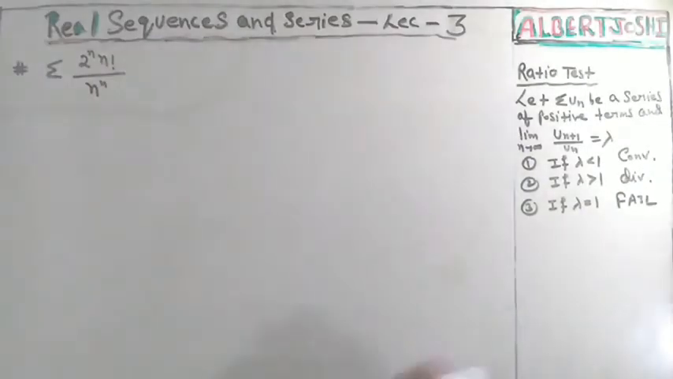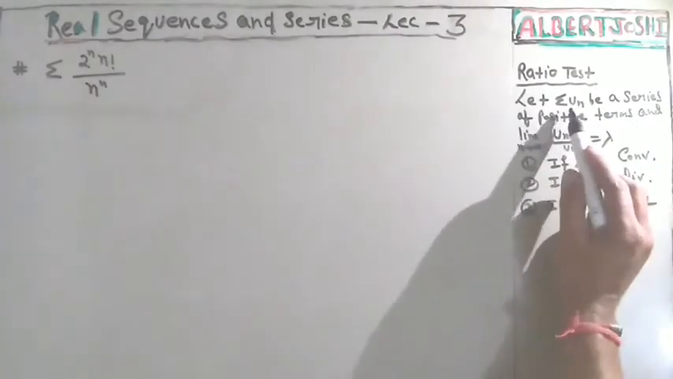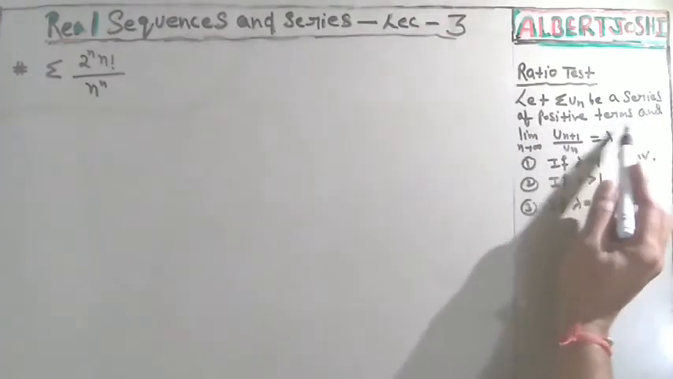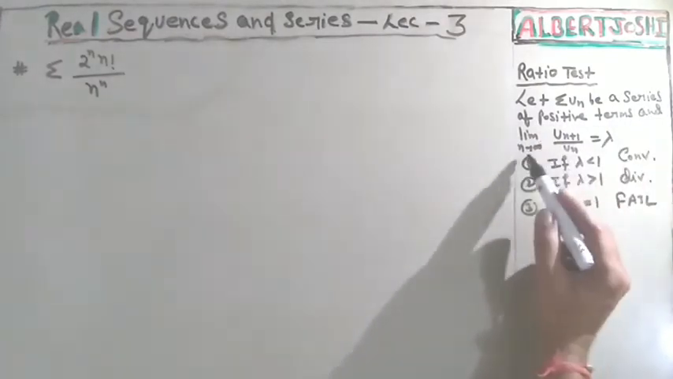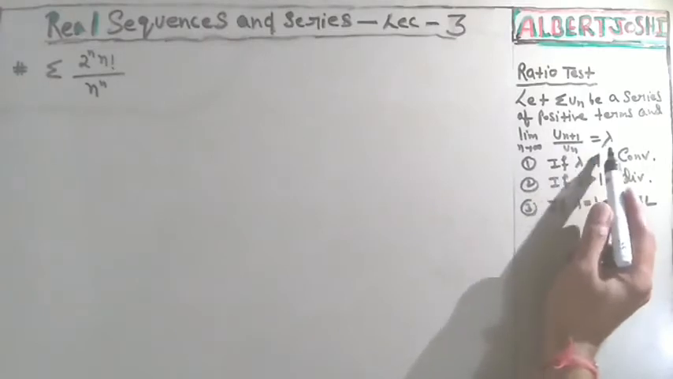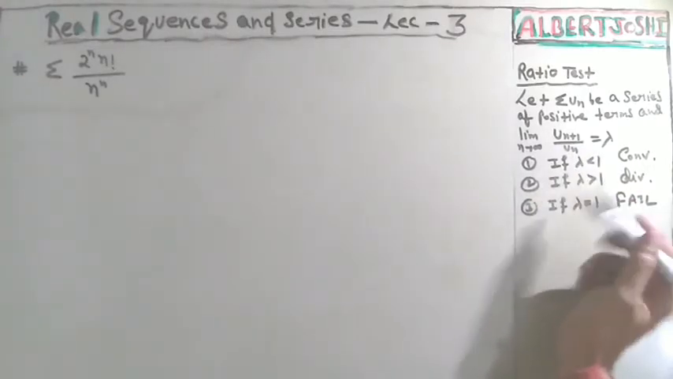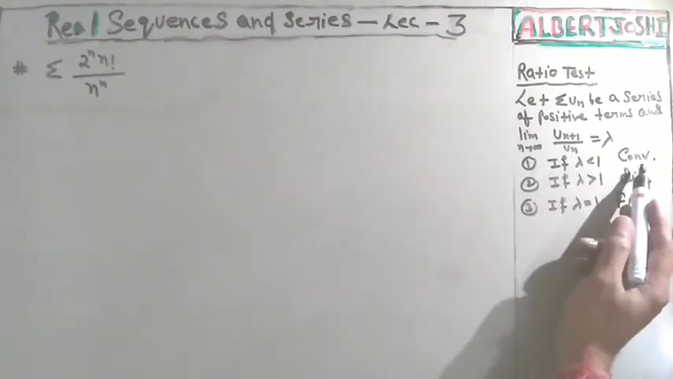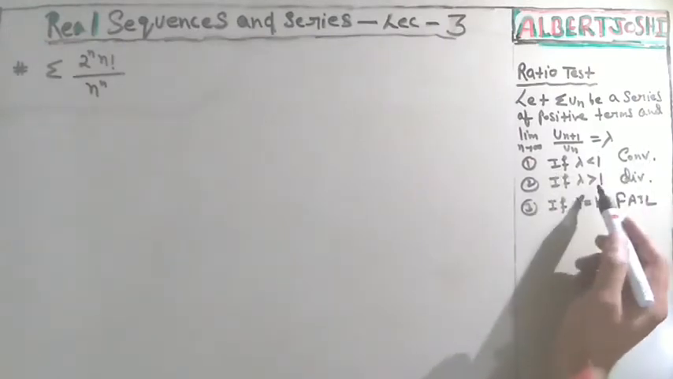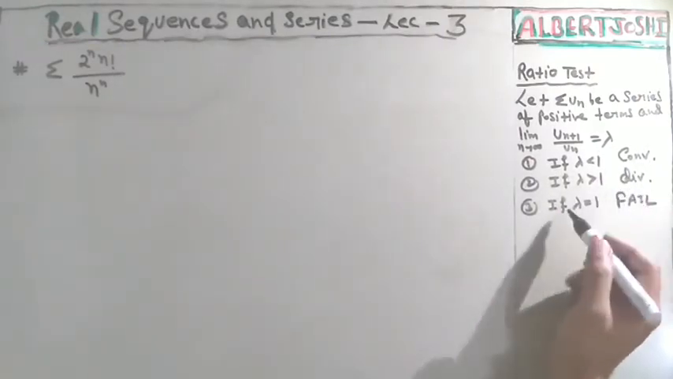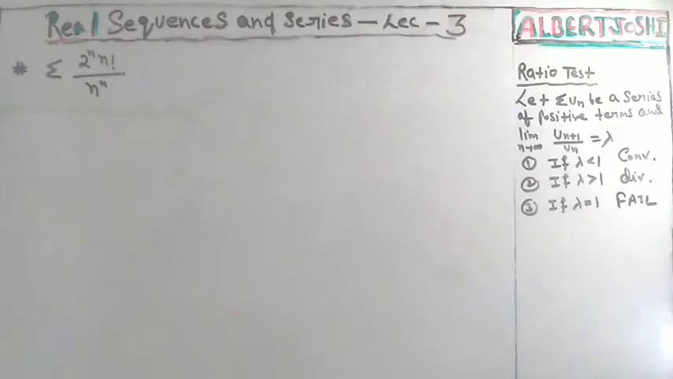What is the ratio test? For the ratio test, let sigma un be a series of positive terms and limit n tends to infinity of un plus 1 upon un is equal to lambda. If lambda is less than 1, then this series is convergent. Greater than 1, then this is divergent. Equal to 1, then the test fails.